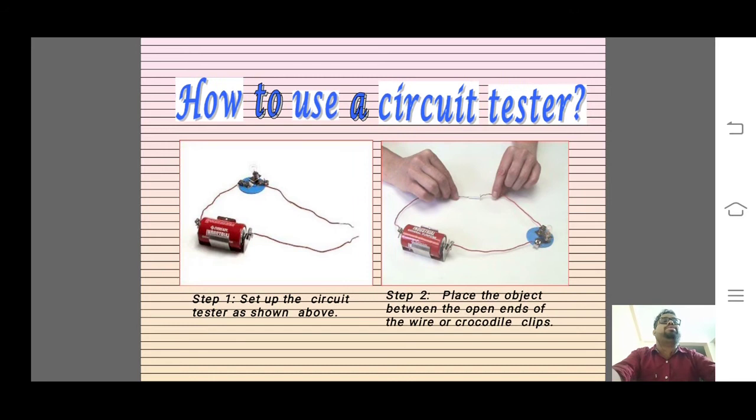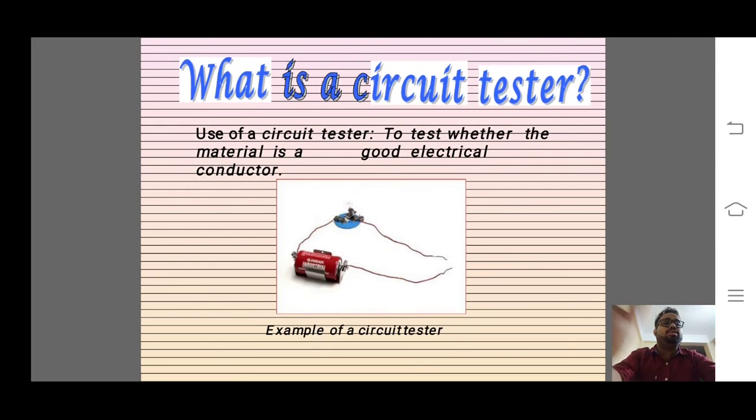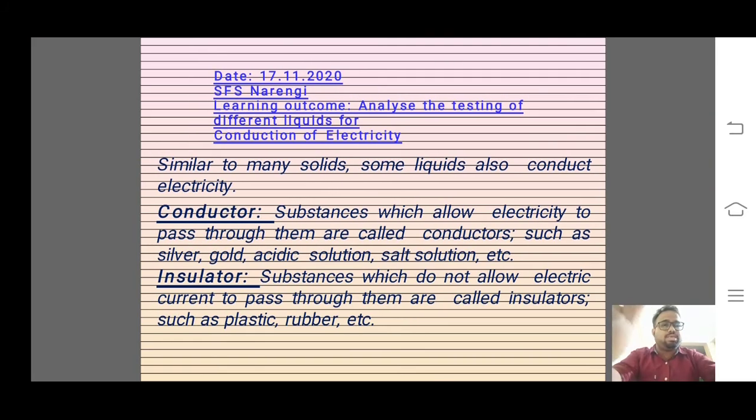First of all, we discussed how to use a circuit tester, and what a circuit tester is. Conductors are substances which allow electricity to pass through. Insulators are substances which do not allow electric current to pass through. If it allows, it is a conductor. If it does not allow, it is an insulator.